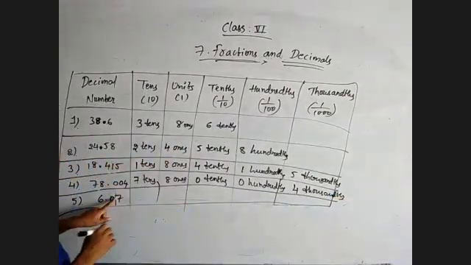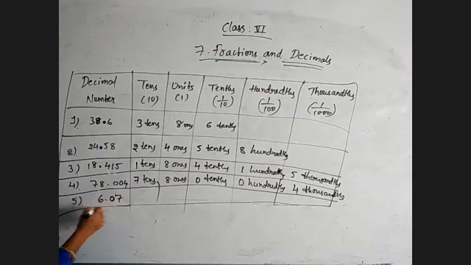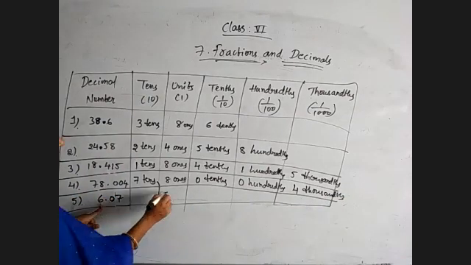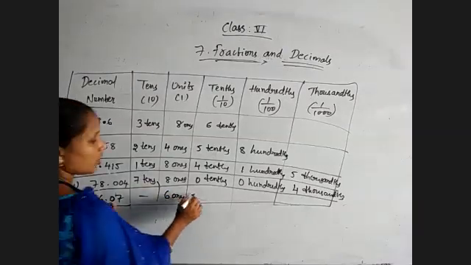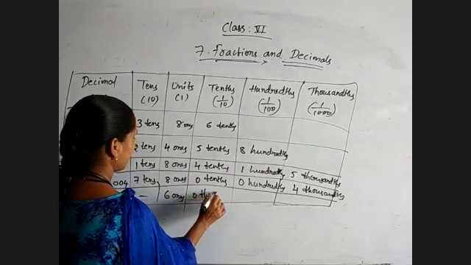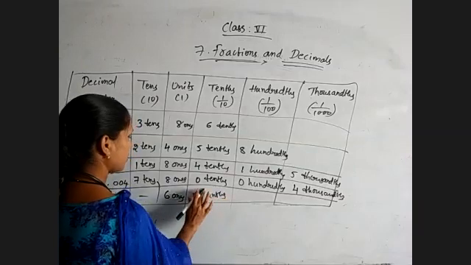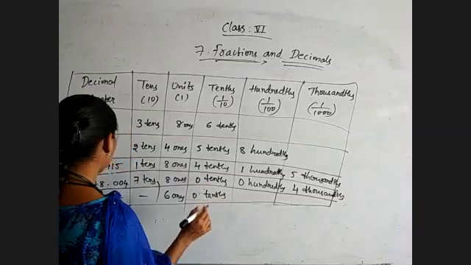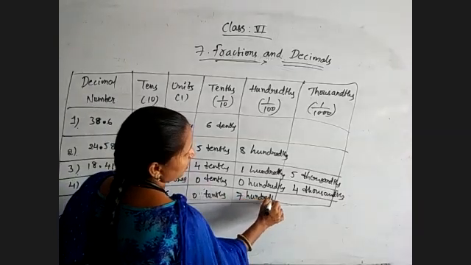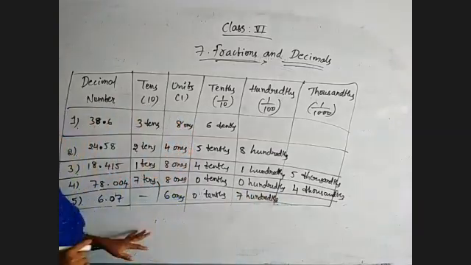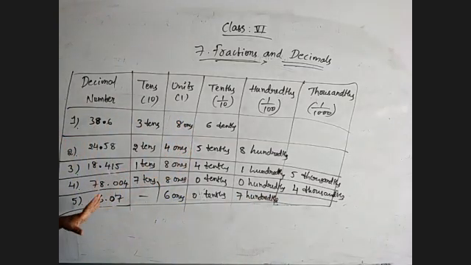Next, 6.07. Before the point, only one digit is there, which comes under ones. So 6 ones, there are no tens, 0 tens. Next, 0 tenths, 7 hundredths, and the thousandths digit is also not there. That's all. So this is about the decimal place value chart and how we write depending on the decimal number.